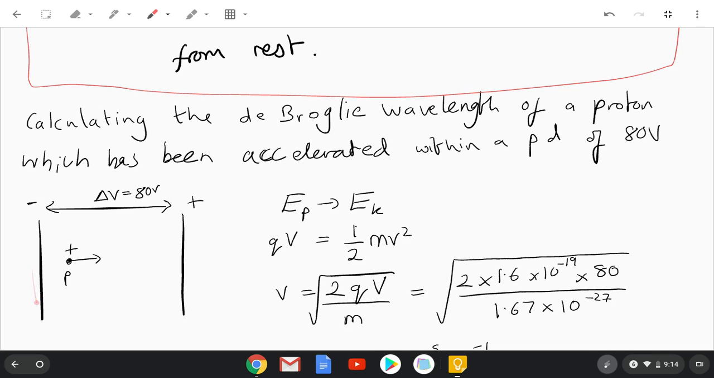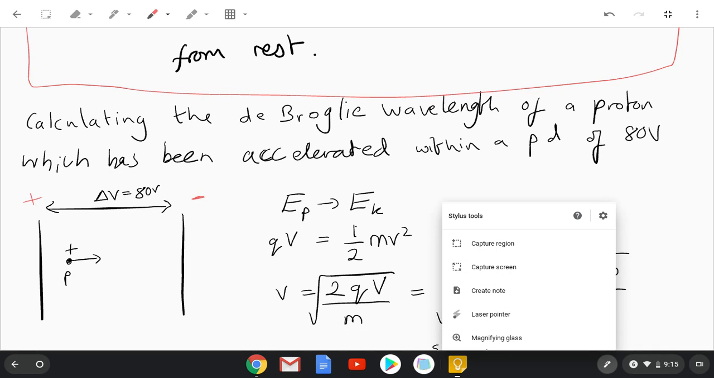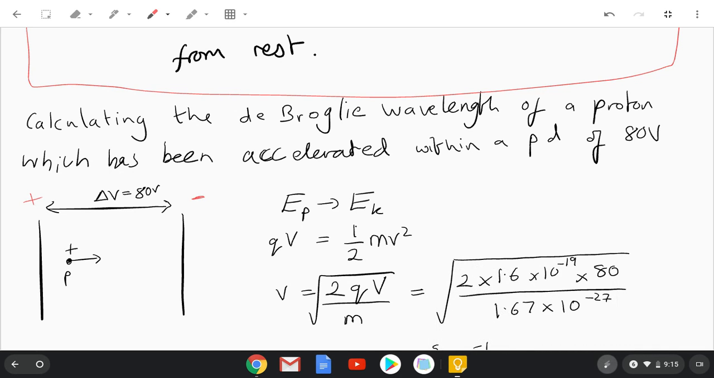We have got, let's say, two plates, and you've got a proton sitting at one end, close to the negative plate, and a positive. Sorry, got this wrong way around, so let me just change it. So you've got a negative here on this side, and a positive there. Right, okay. Now, let's go back. So you've got a proton accelerating towards the negative plate. The potential difference between the plates is 80 volts.